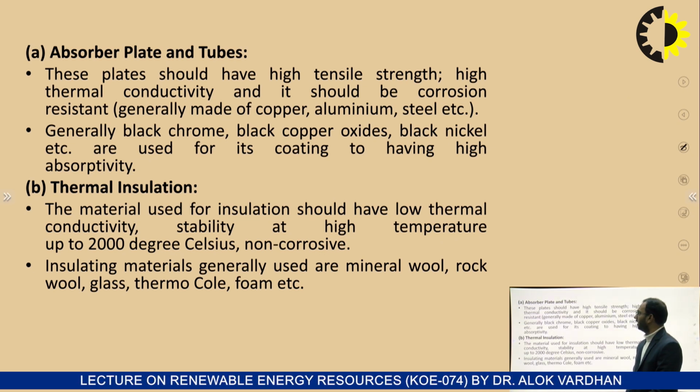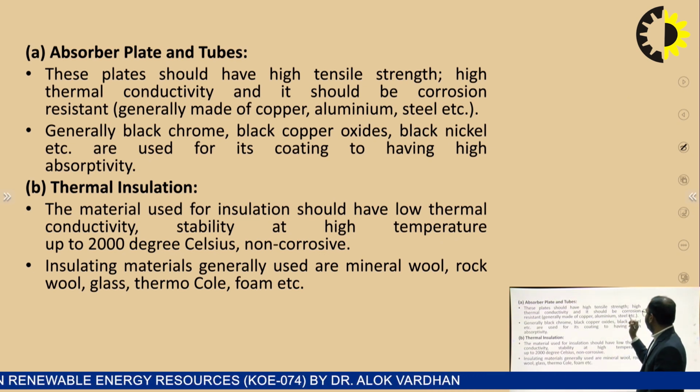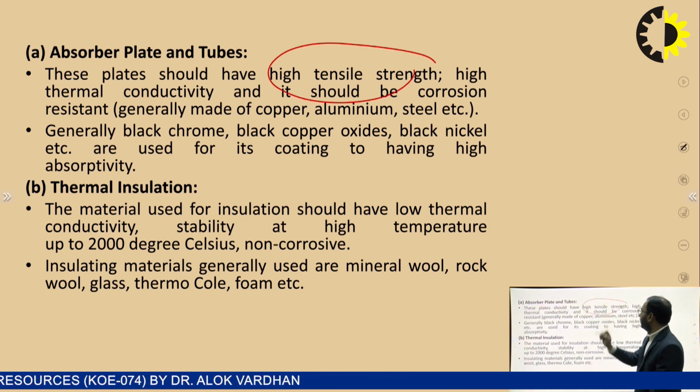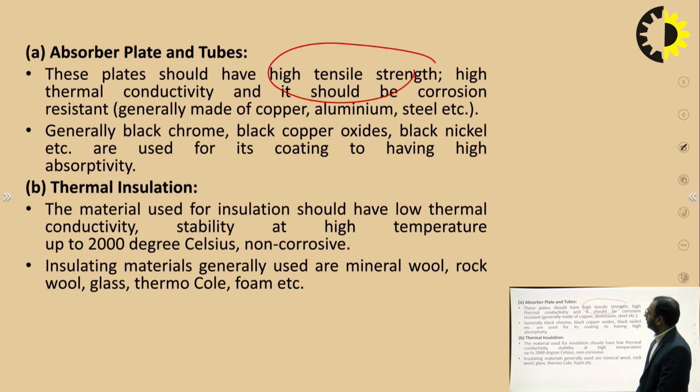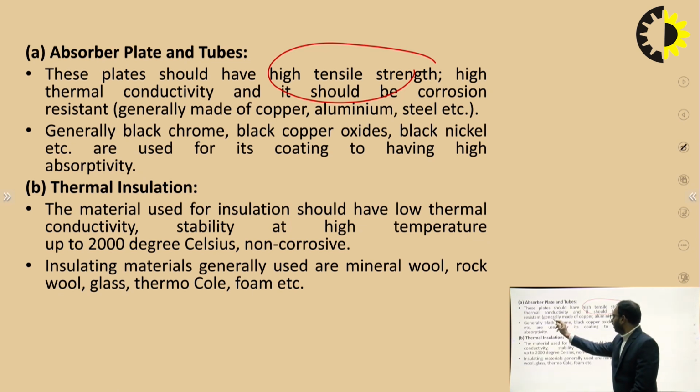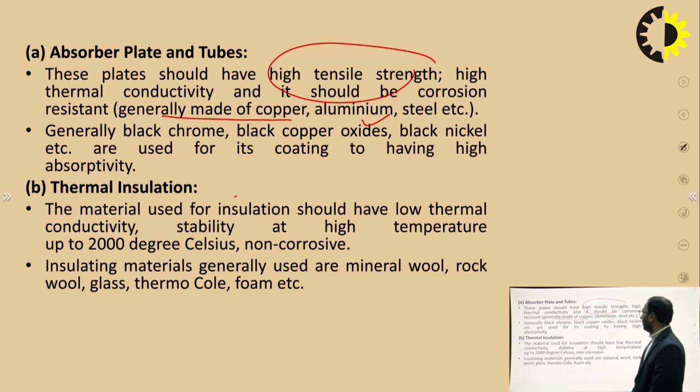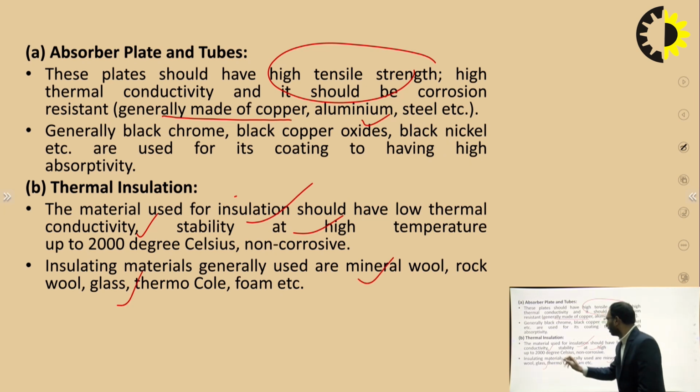For the absorber plate and tubes, the material should have high tensile strength, high thermal conductivity, and corrosion resistance. Generally, the absorber plate and tubes are made of copper, aluminum or steel, and black chrome, black copper oxide and black nickel are used for coating to give high absorptivity. Then for thermal insulation, the material used should have low thermal conductivity, stability at high temperature up to 2000 degrees Celsius, and be non-corrosive. In this regard, the materials are mineral wool, rock wool, glass, thermal cold foam, etc.